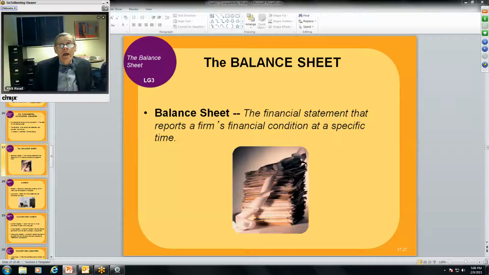The balance sheet is exactly what it says. It tells us where we stand. And just think of this as a scale. If it's too much on this left-hand side, we're underwater. So we want it to be at least here, preferably here. And again, at a specific time.